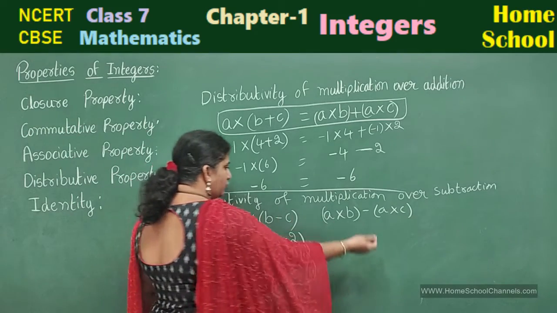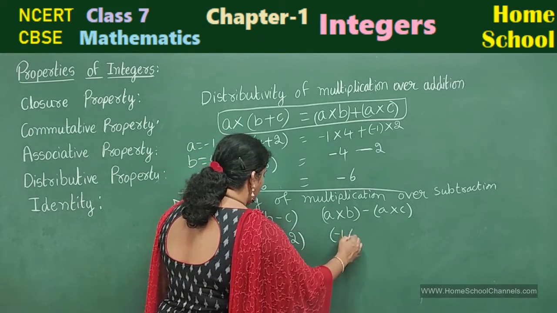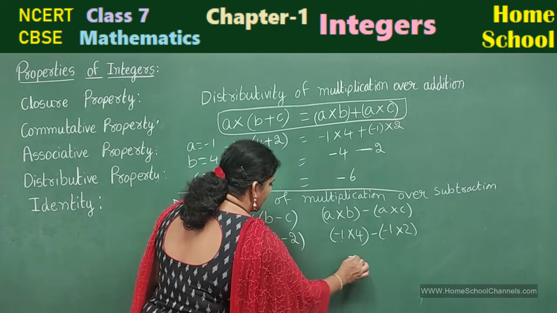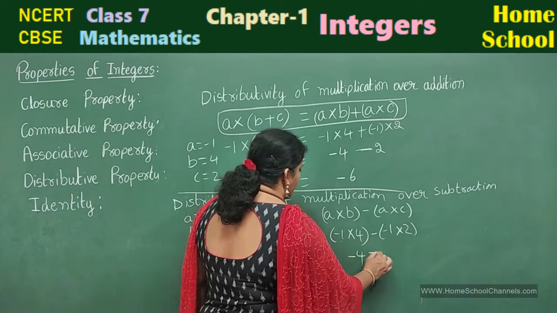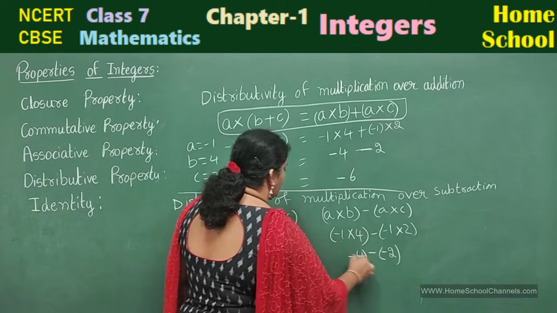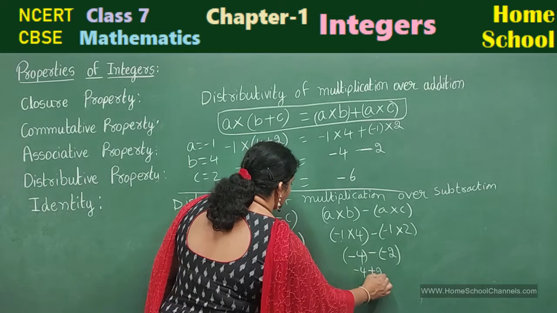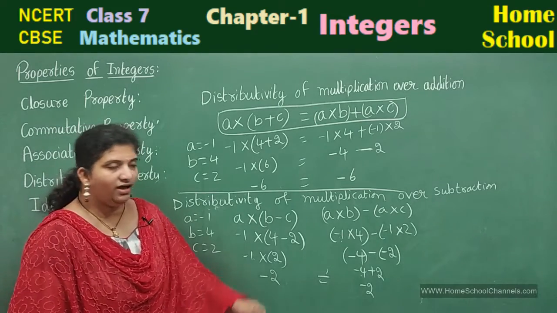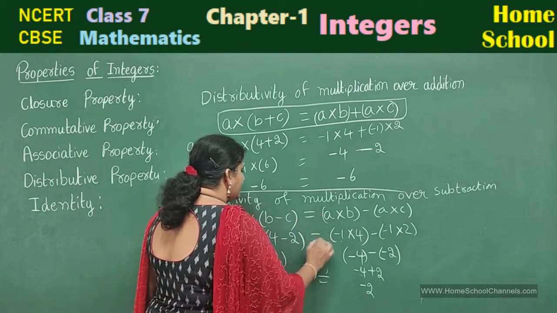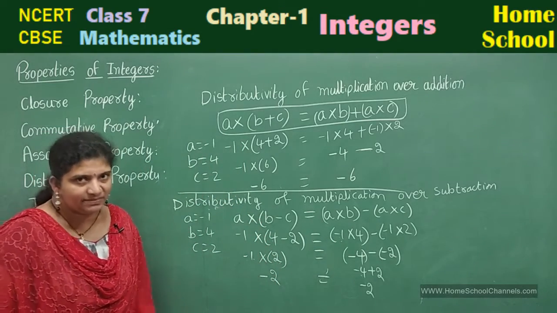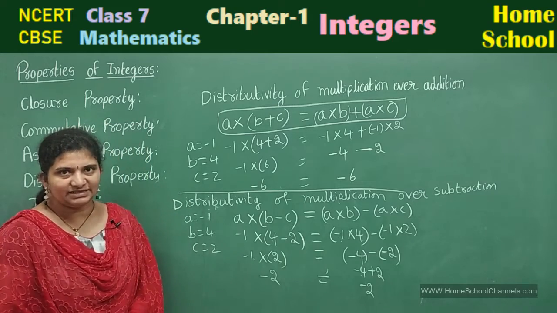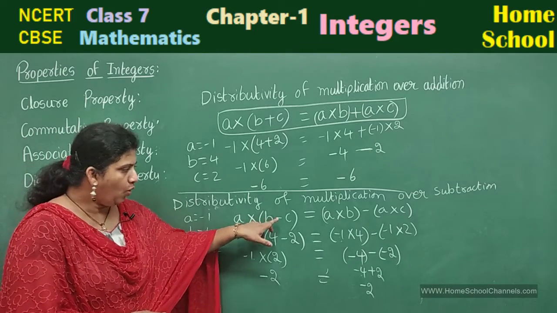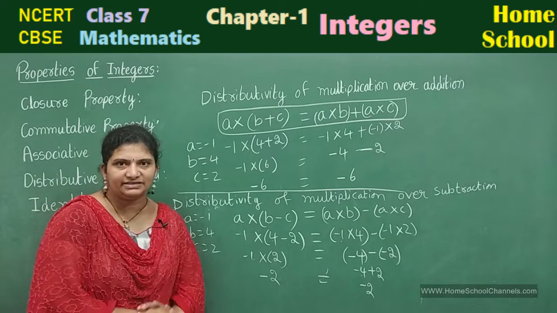Yes? Now, let's move to the RHS side. A value is -1 into B value is 4, minus -1 into 2. Minus into plus, minus 1 into 4, 4. And here, minus of -2. Okay? Minus into minus, plus 2. Minus 4 plus 2 is -2. Are these two equal? Yes, both are equal. So, what we can say? Distributivity of multiplication over subtraction is true for integers. Okay, is this clear?